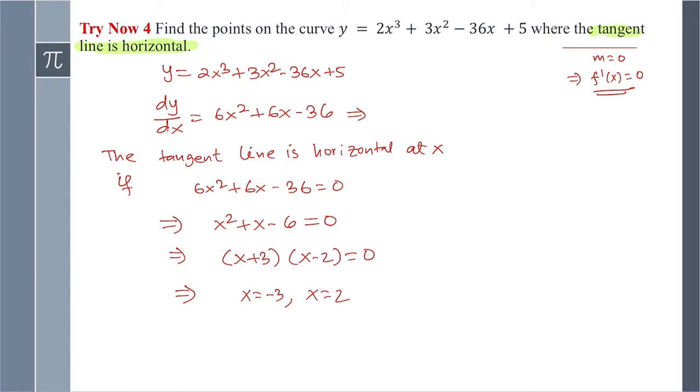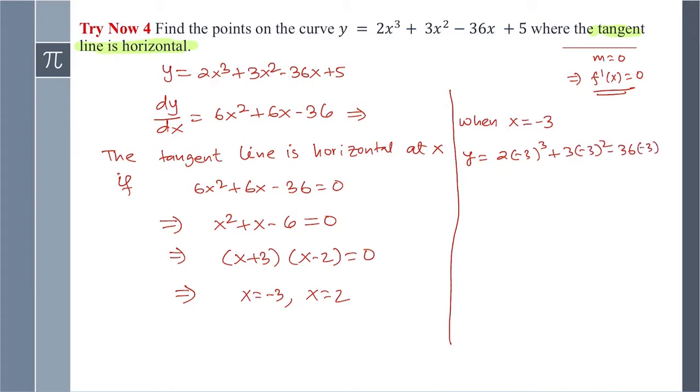Now we have the x values. Now we need to find the y values. So what we do is we will get our calculator and then we'll put this into our function to find the y value. Okay, so when x equals negative 3, y equals 2 times negative 3 cubed plus 3 times negative 3 squared minus 36 times negative 3 plus 5. And then you can put this into the calculator. We can do it by hand.